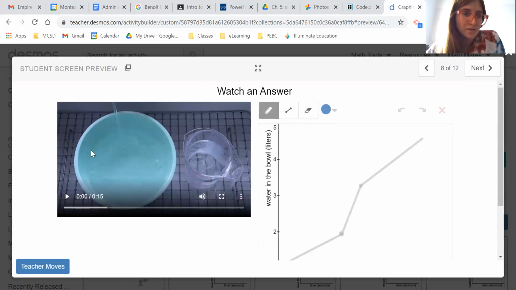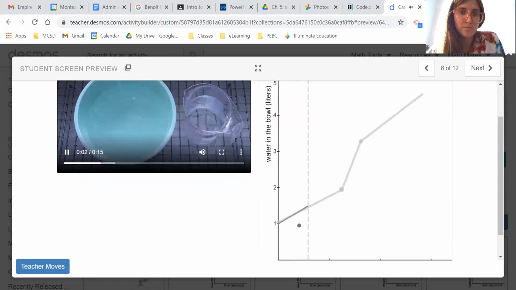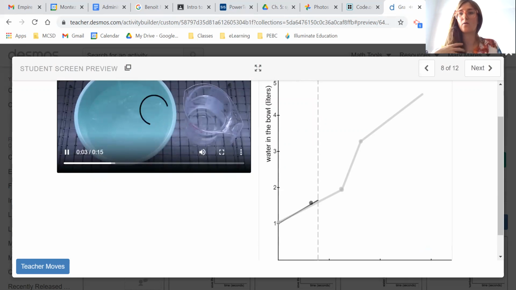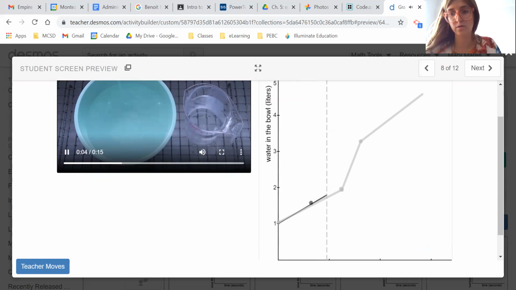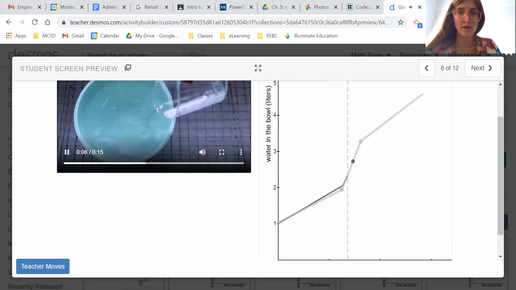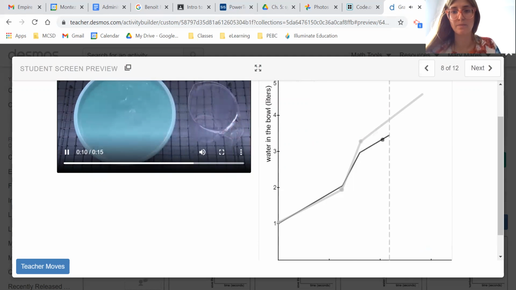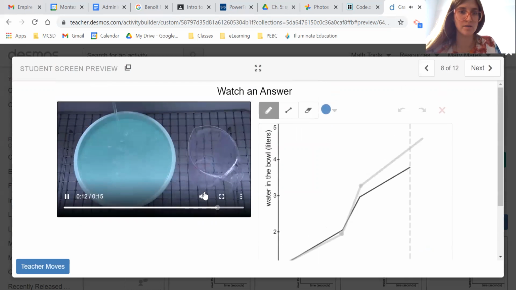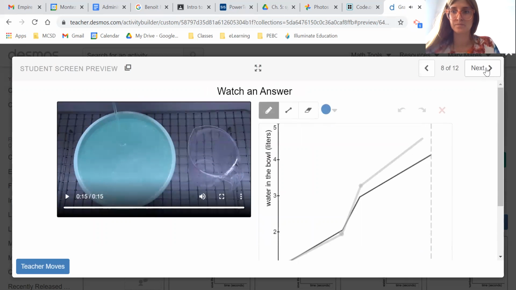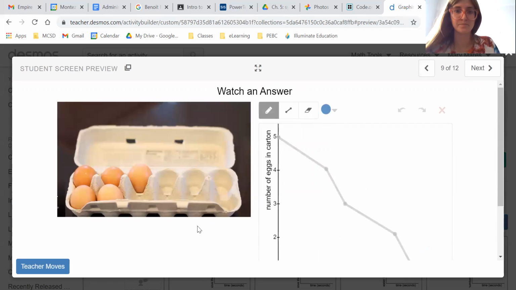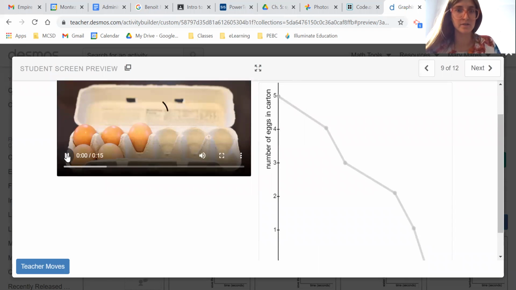Okay, now we'll look at the answers. So this is for the water. So yeah, we're going up, just increasing pretty steadily, waiting for the internet to load. And then it goes way up, and then again, kind of evens back out to that constant rate.